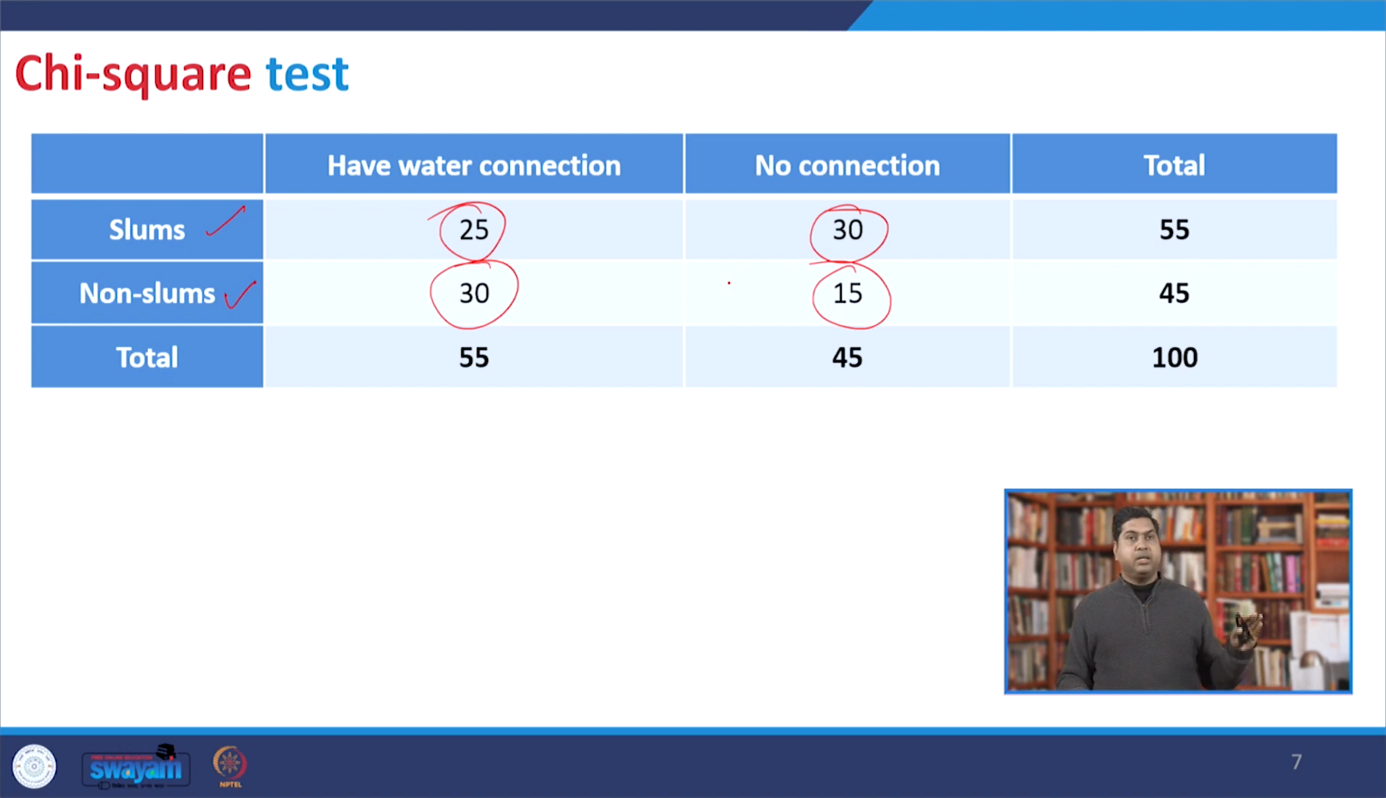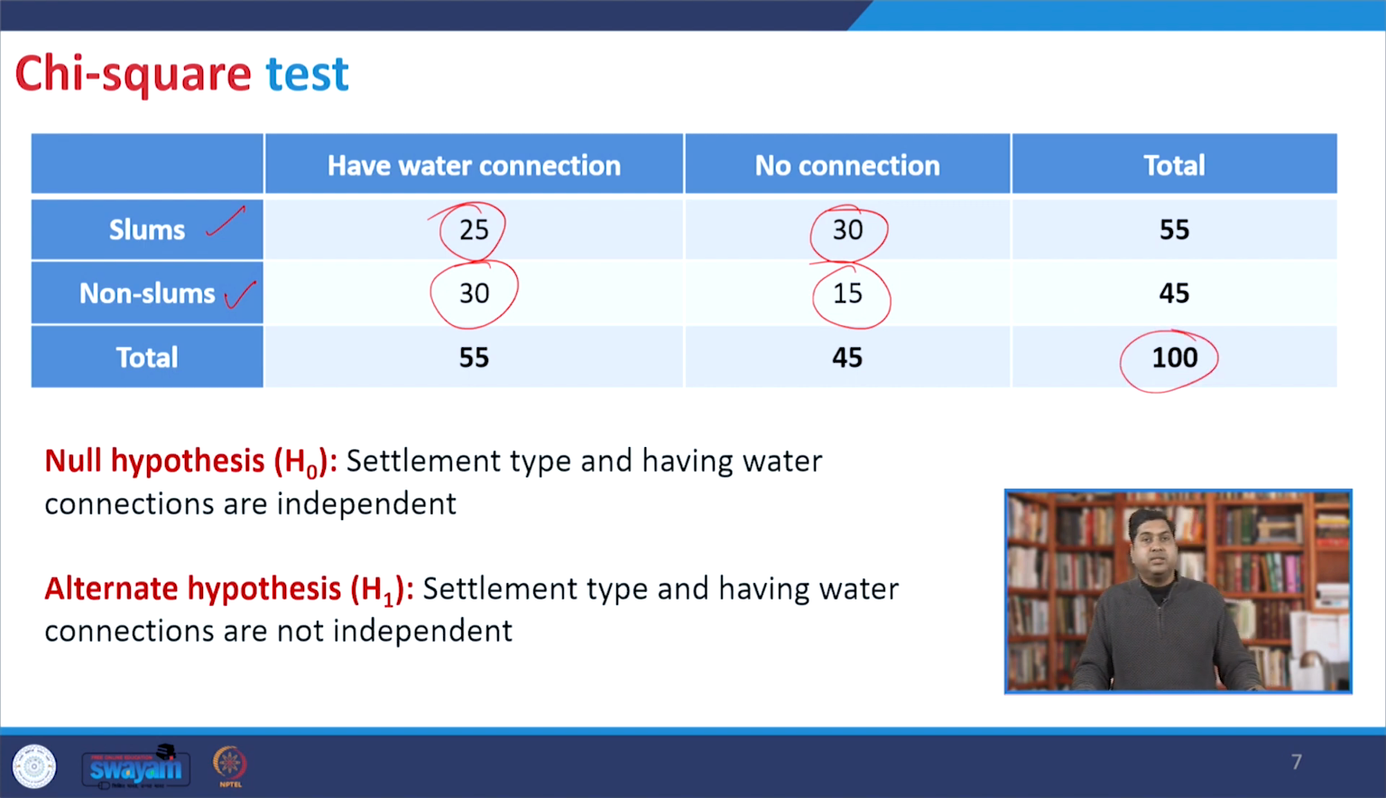So apparently, if you see this particular data, you can say the non-slum area is having better connectivity, right? But we try to investigate more. Where the total connection, if you see, the row total and the column total is 100, fine. So now we formulate the hypothesis for this particular purpose.